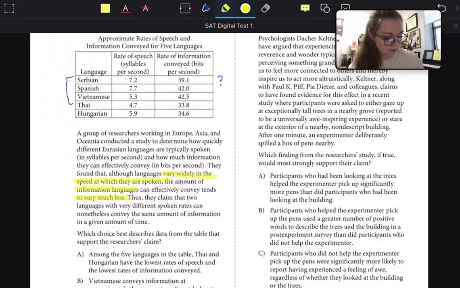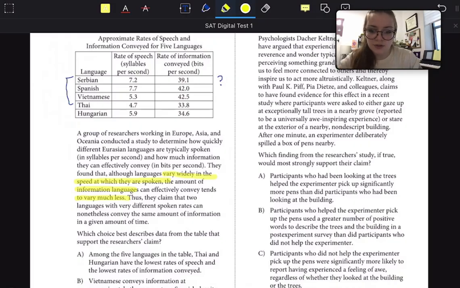So again, if we look up here, we can see these numbers tend to range a little bit more, right? We've got 4.7 to 7.7. That's almost 2/3 of the speed. Thai is almost 2/3 of the speed of Spanish. But then these numbers are a little bit more similar, right? We're ranging from low 30s to low 40s. So it's good to know that our paragraph and our data align, and it's pretty easy to see where they're getting that information from. So then let's keep going here.